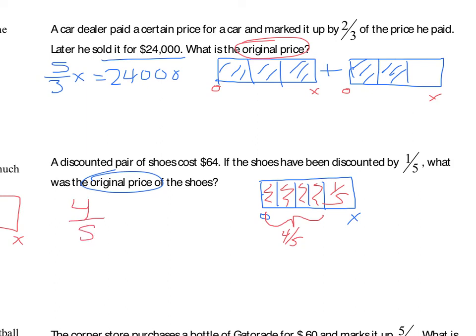4/5 of the original price, which I don't know, is the $64. The discounted price of the pair of shoes is $64. So we end up with this equation to solve.